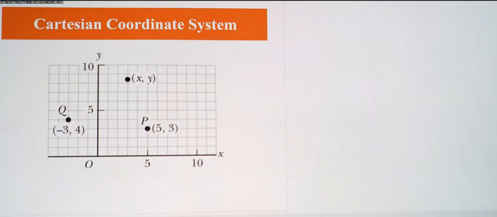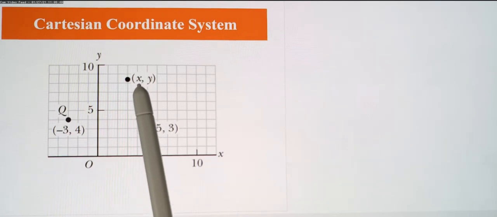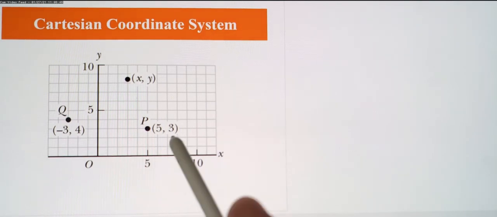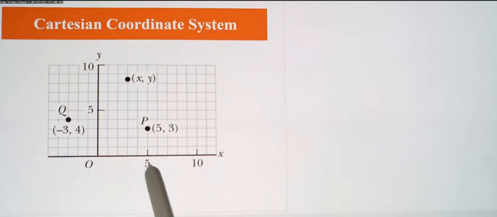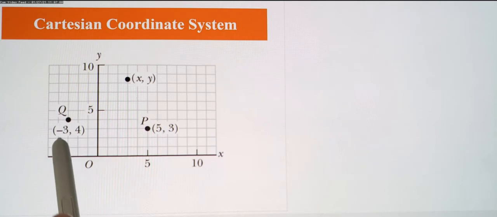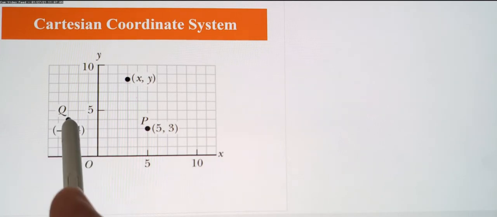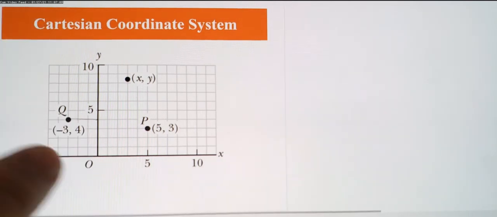The first one is the Cartesian coordinate system. It consists of the x-axis and y-axis, and the way we write the points, we start with the x coordinate and then the y coordinate. So for example, a point (5, 3) means 5 units in the x-axis and 3 units in the y-axis. This point, for example, is minus 3 units in the x-axis and 4 units in the y-axis. 1, 2, 3, 4. Very simple.